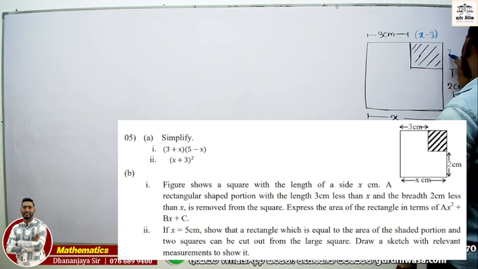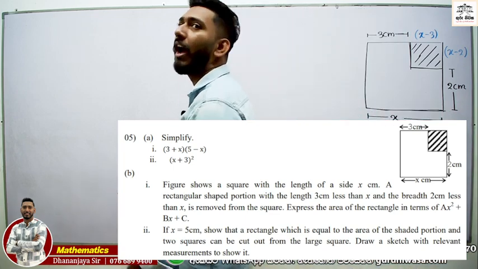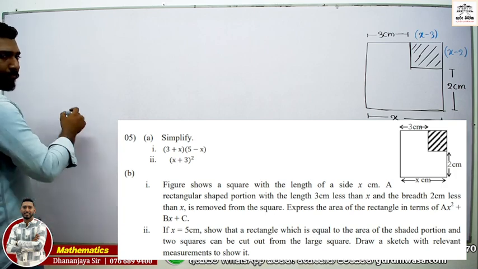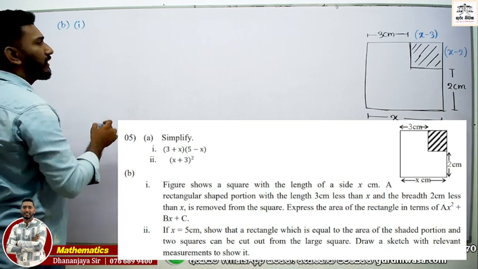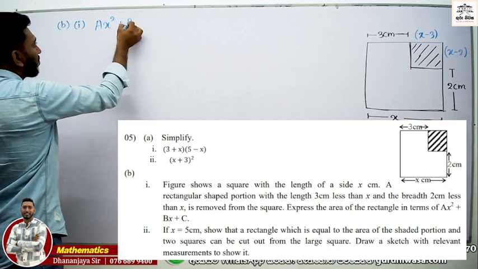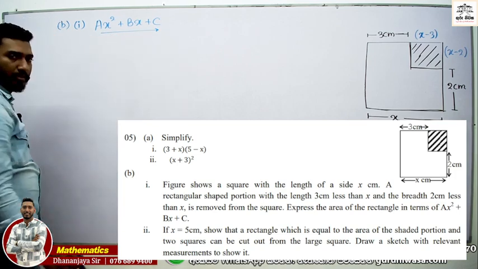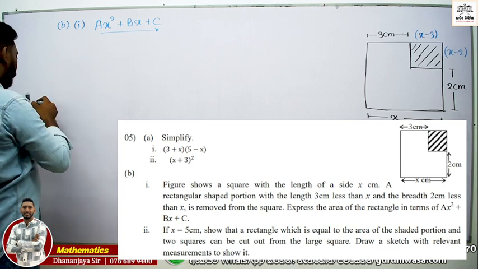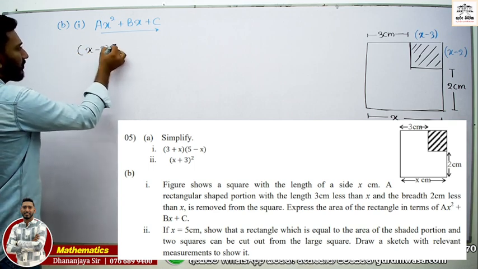And the breadth is also 2 centimeter less than the x. Therefore the breadth is x minus 2. Now you have to find the product between them. Let's put x squared first and write it in order, because the question asks for ax squared plus bx plus c. You have to follow this order. Now you can write x minus 3 into the x minus 2.